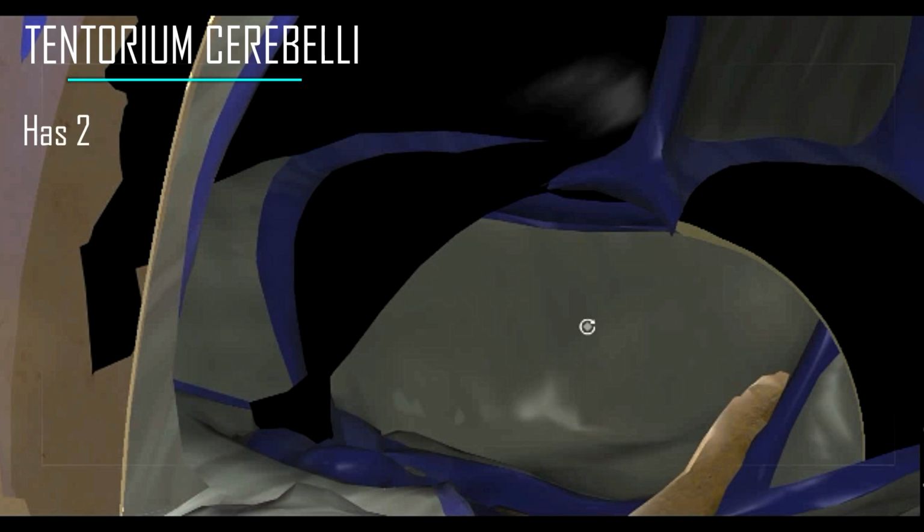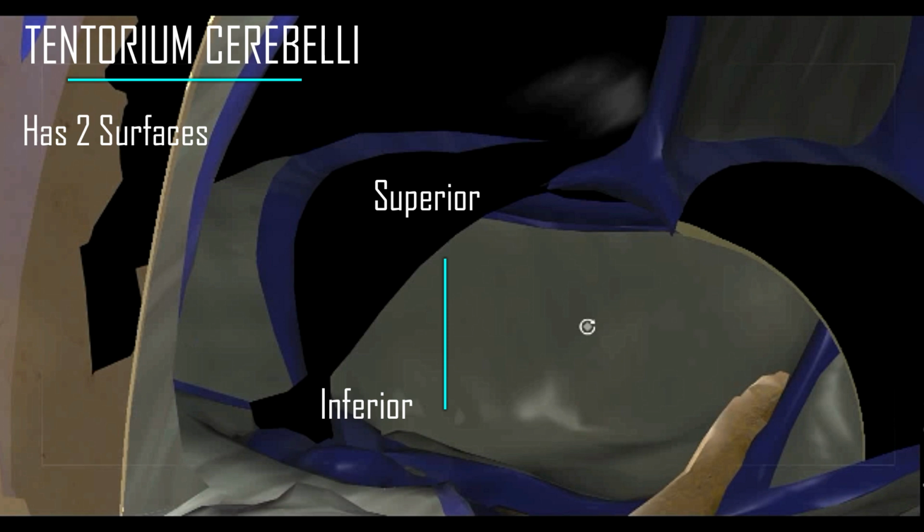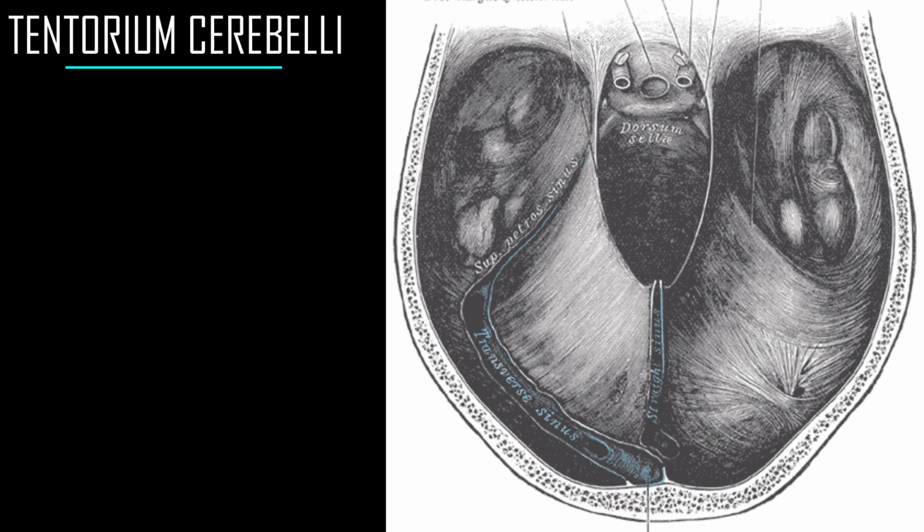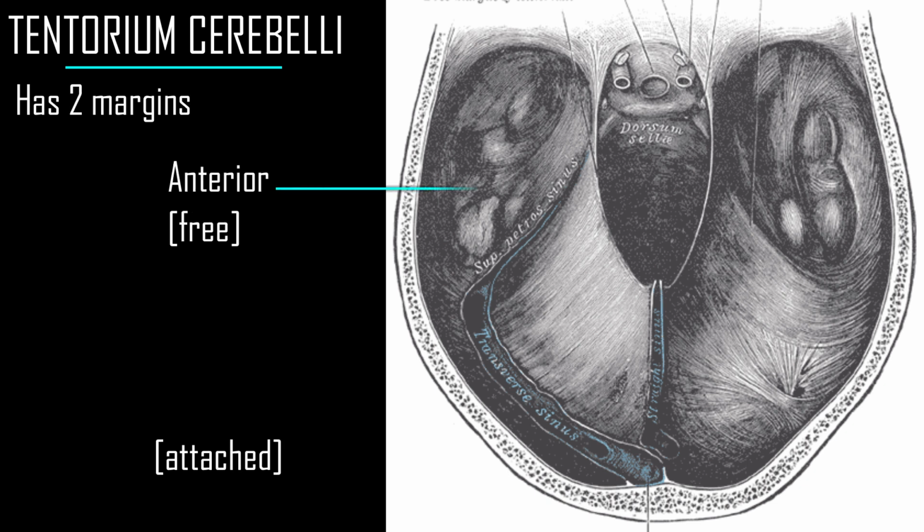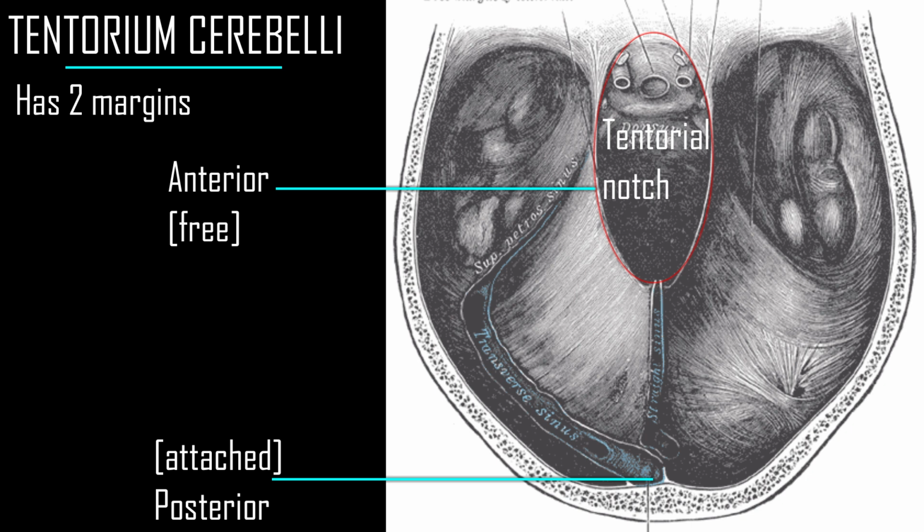The tentorium cerebelli has two surfaces, the superior surface and the inferior surface. The superior surface is convex in shape and supports the occipital lobe, and the inferior surface is concave in shape. It has two margins, the anterior margin and the posterior margin. The anterior margin is U-shaped, concave and free. It forms the tentorial notch or tentorial incisure through which the cerebral peduncle passes, connecting the cerebrum and the brainstem. The posterior or outer margin is attached and is convex in shape.